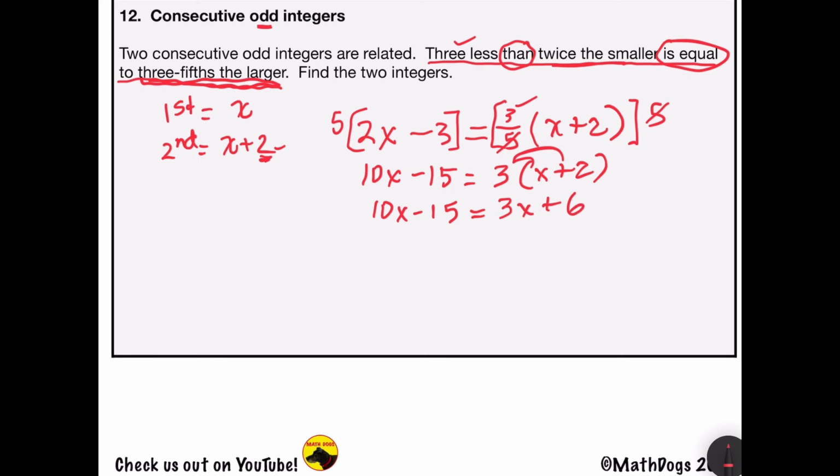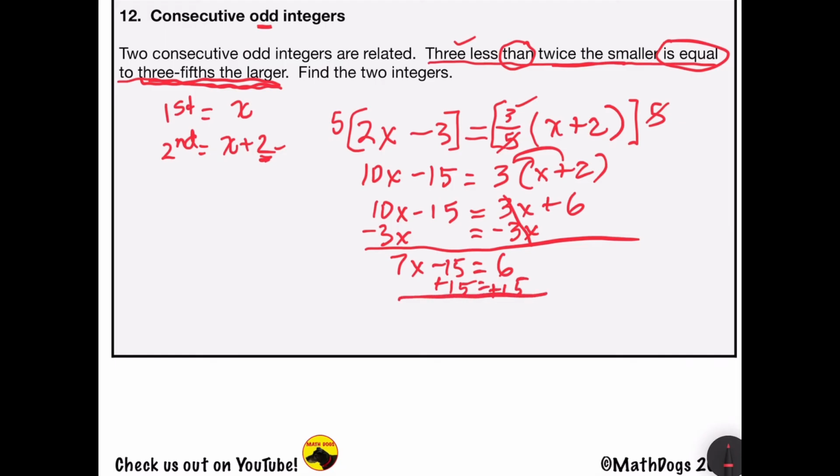Now I'm going to gather my variables on one side and my numbers on the other. I'll subtract 3x from both sides in order to keep my variable term positive. 10x minus 3x is 7x, minus 15 equals 3x minus 3x is 0. 0 plus 6 is 6. And now I'm back to a two-step. Add 15 to both sides and divide by 7. Negative 15 plus 15 is 0. 0 plus 7x is 7x. And 6 plus 15 is 21. Divide both sides by 7. 7 divided by 7 is 1x. And 21 divided by 7 is 3.